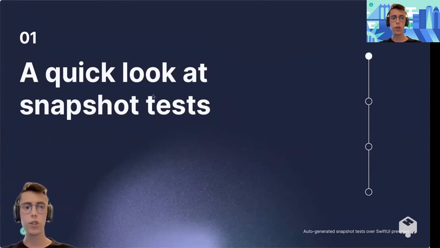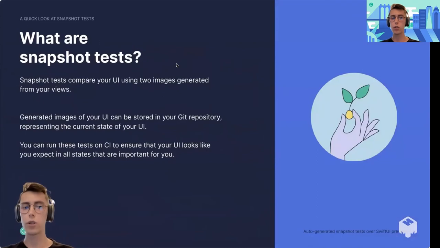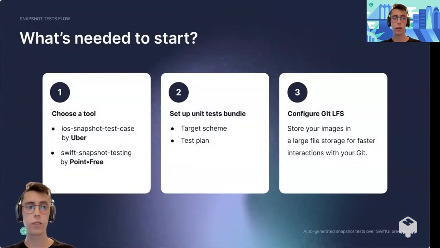Okay, let's jump to a quick look at snapshot tests. So what are snapshot tests? Snapshot tests compare your UI using two images generated from your views. The purpose of this test is to have a visualization of your view with some state in a specified environment. It allows you to run these tests later on CI or, for example, during refactoring to ensure that nothing has changed, or if it has changed, that these changes are exactly what you expect.